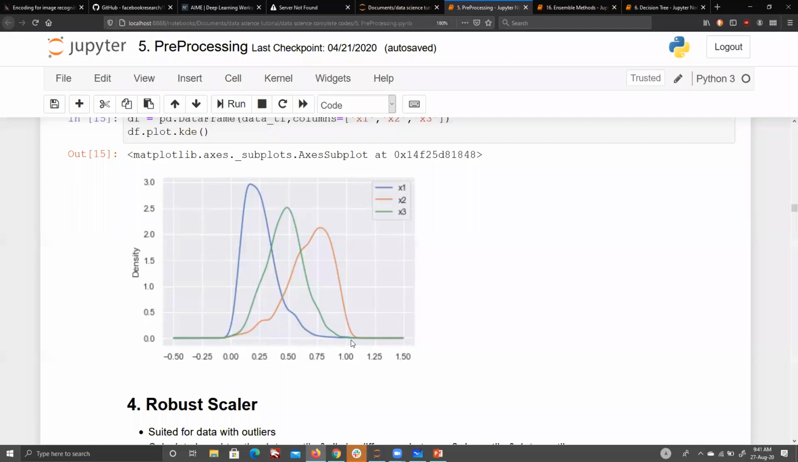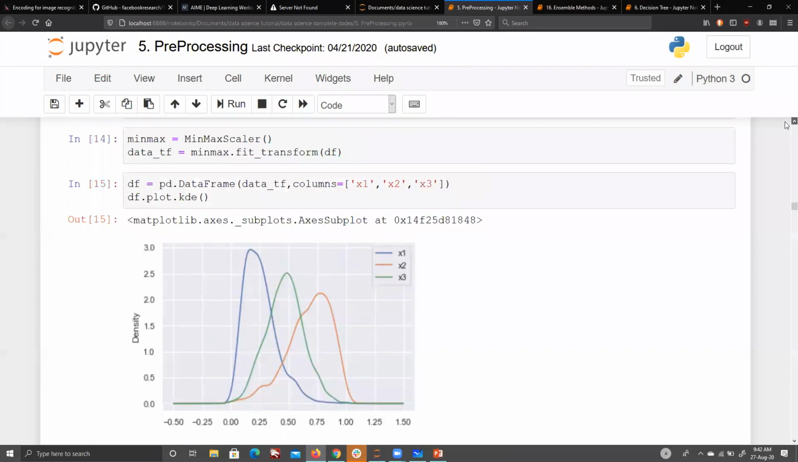Understood what is happening here? Yes, so can you just go up slightly? Sure, no problem. 2 rows up, just 2 rows up, not much.